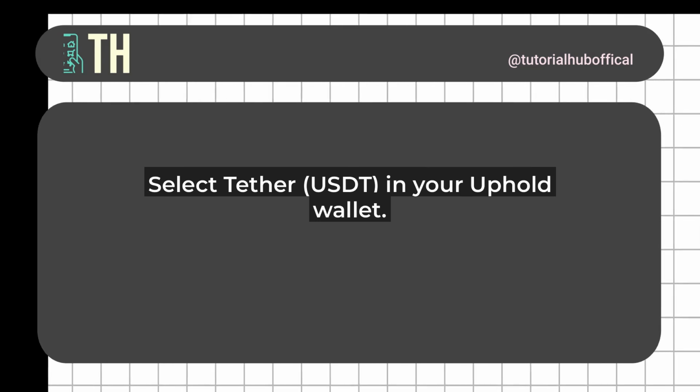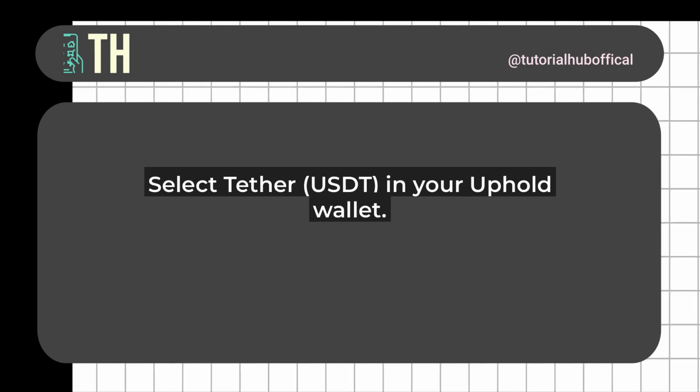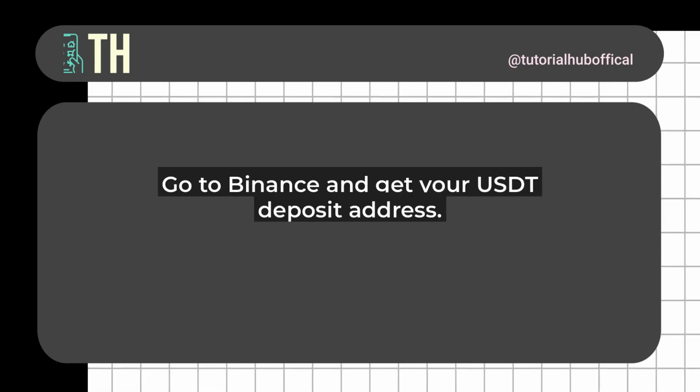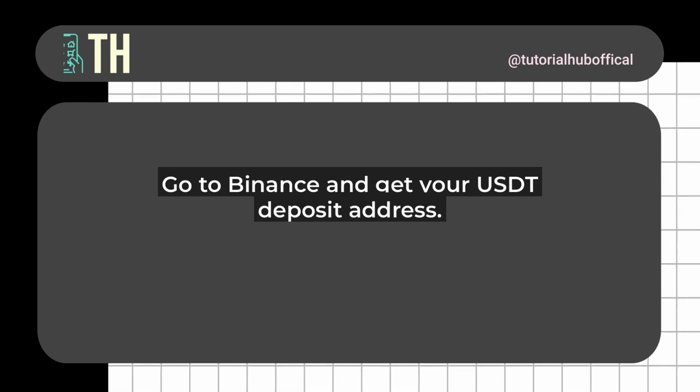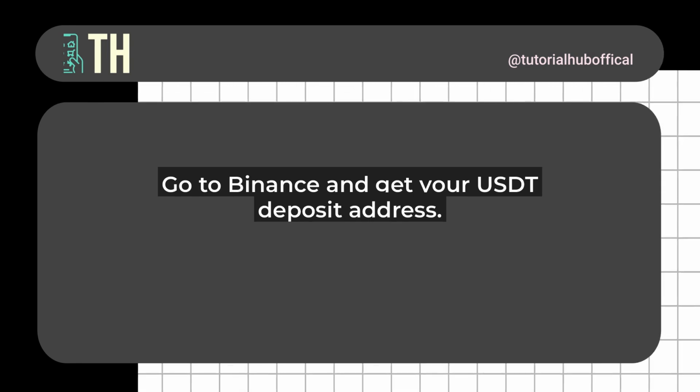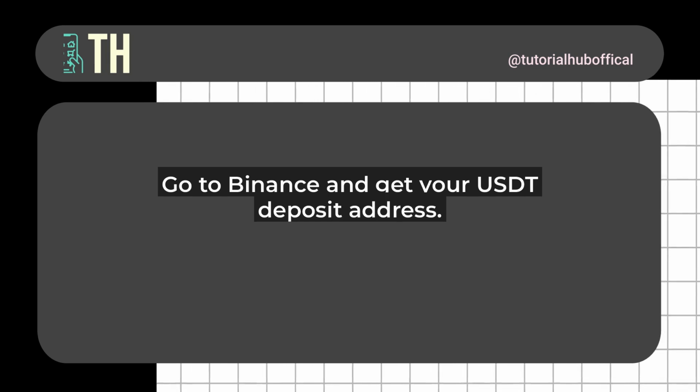Start by logging into your Uphold account. Once you're in, navigate to your wallet section and select Tether, USDT. You'll see an option to withdraw, click on that. Next, head over to Binance. Log in there and go to your wallet.